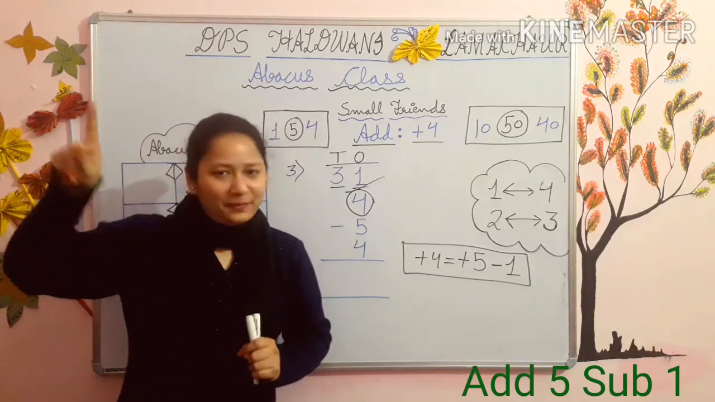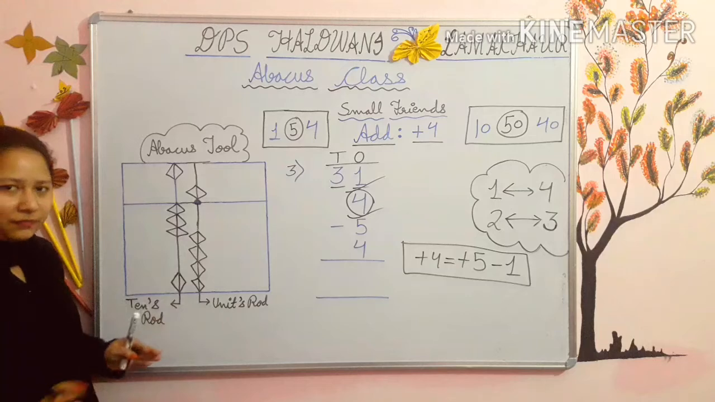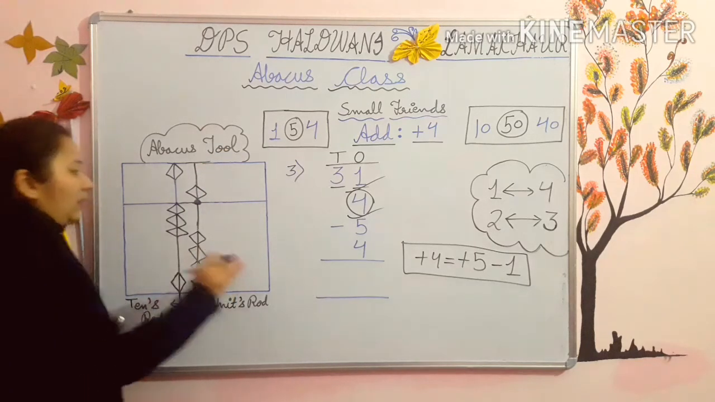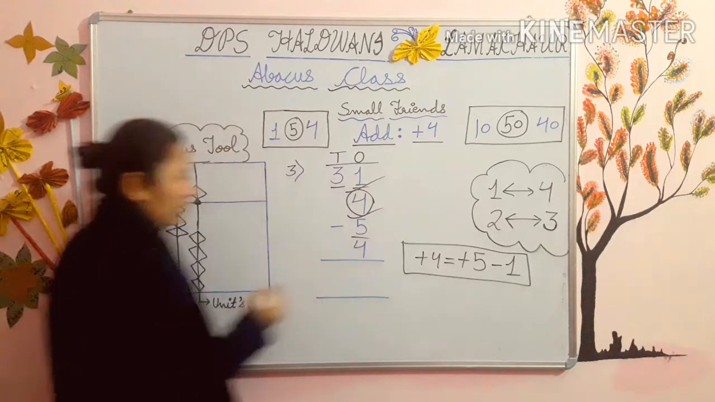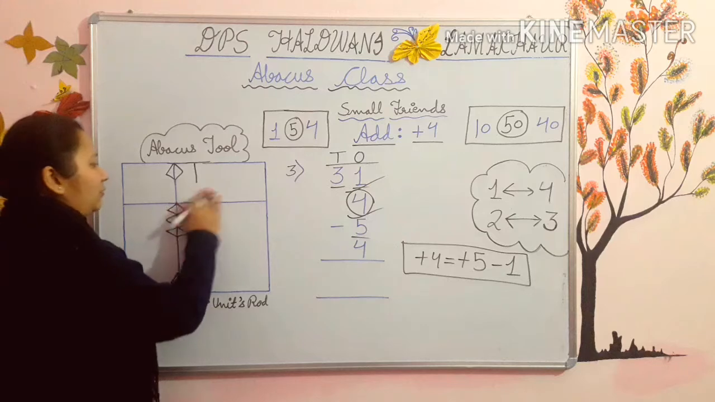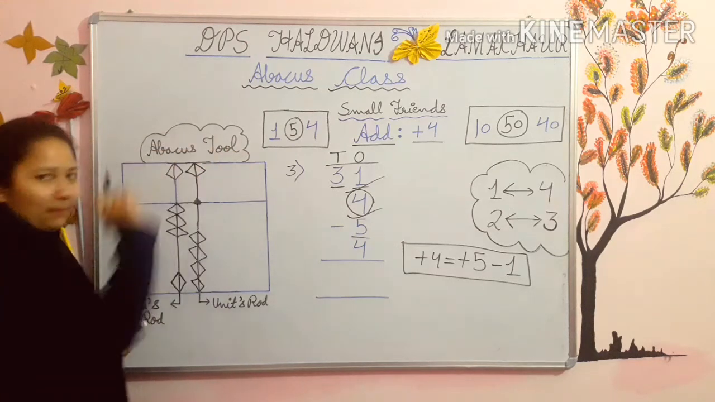Add 5, subtract 1. Now your 4 is added. Nothing you have to do. You have added 5, subtracted 1. Now you have to do minus 5. See, just be careful with the sign. Minus 5 means you have to subtract 5. So subtract 5. 5 I have put it back.